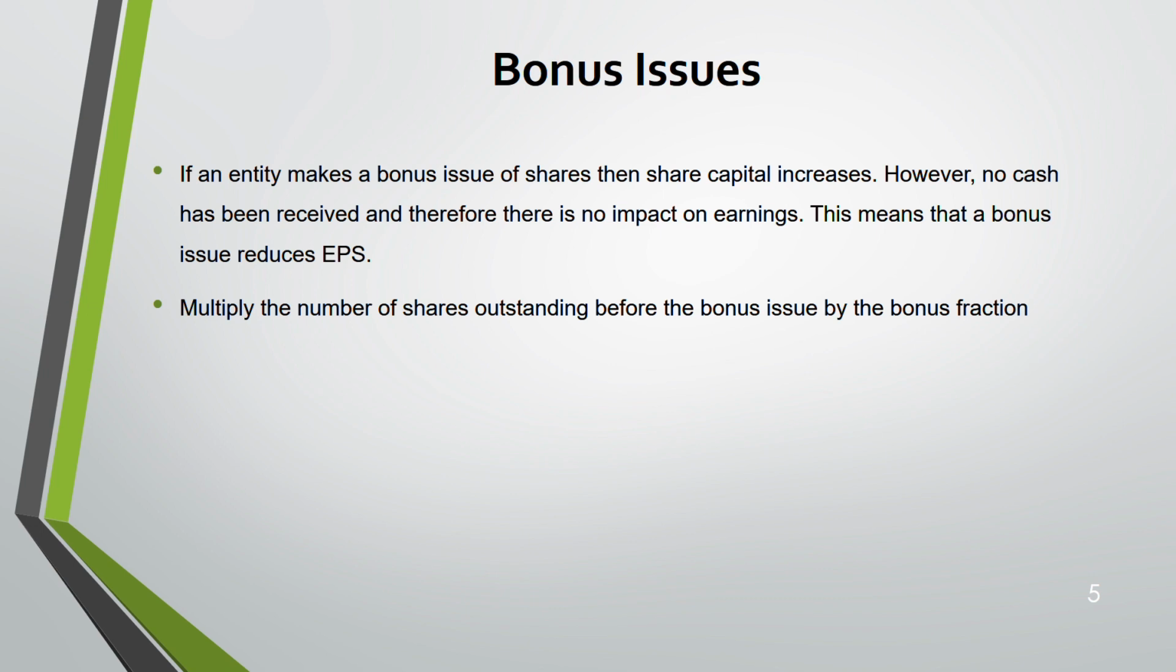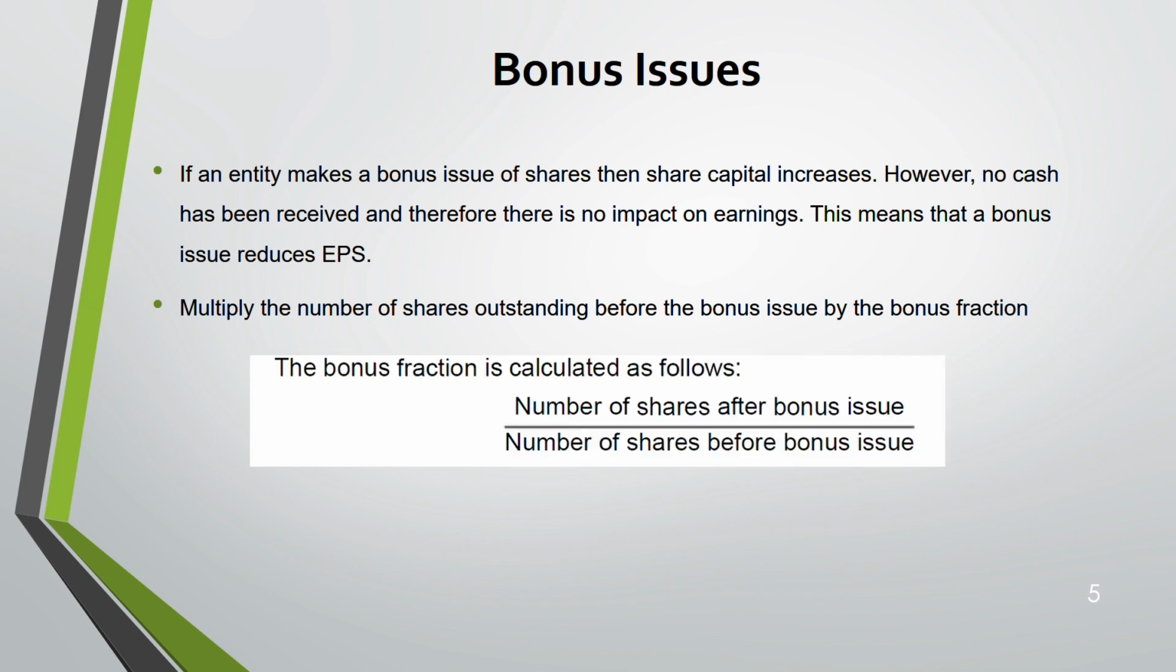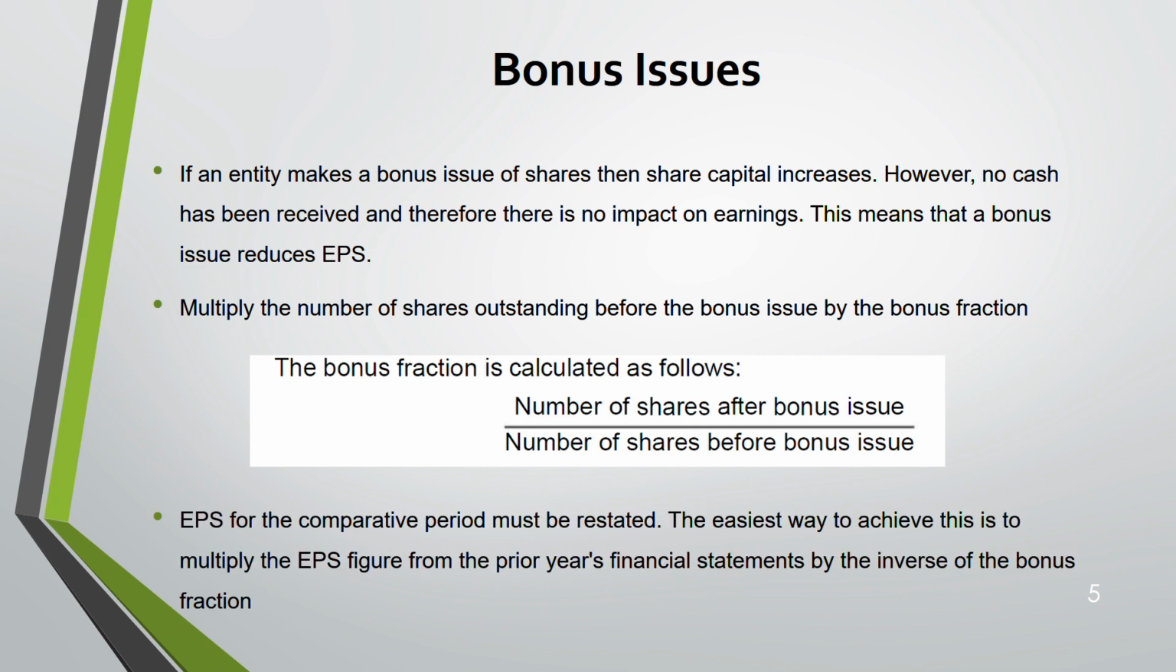You multiply the number of shares outstanding before the bonus by the bonus fraction. This is the bonus fraction. You need to memorize this formula. It will not be given to you in the exam. It is the number of shares after bonus issue divided by the number of shares before the bonus issue. We'll do a question now on this bonus issue.